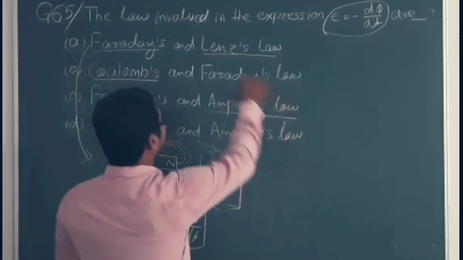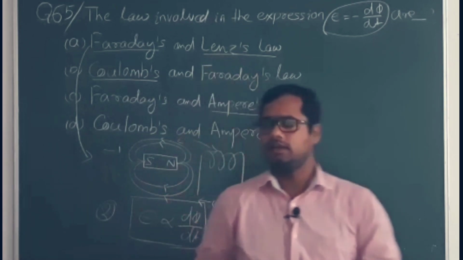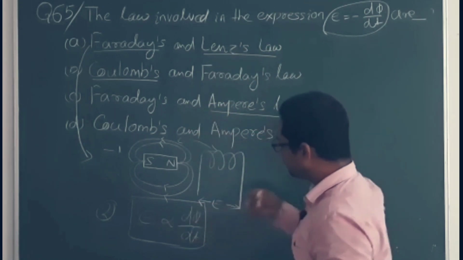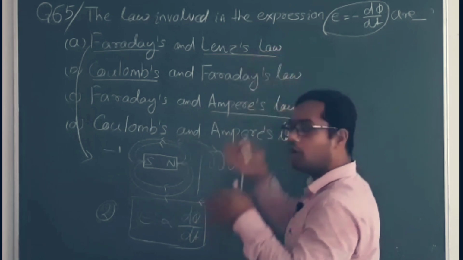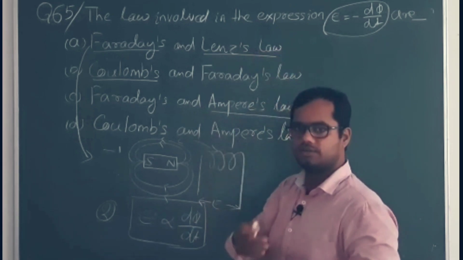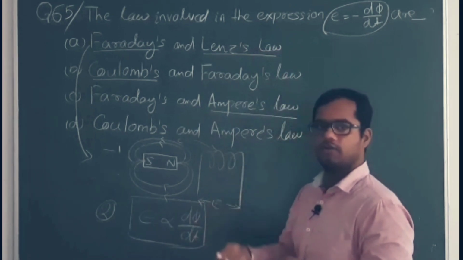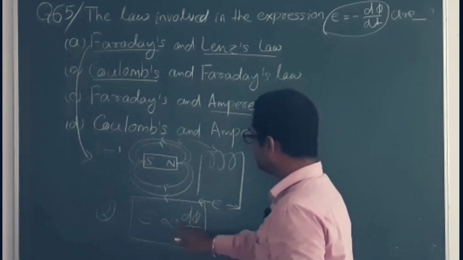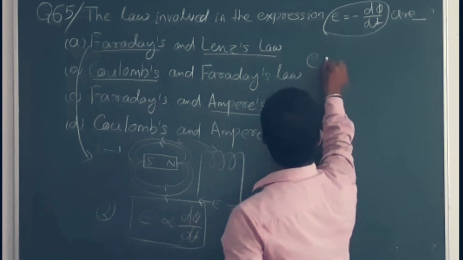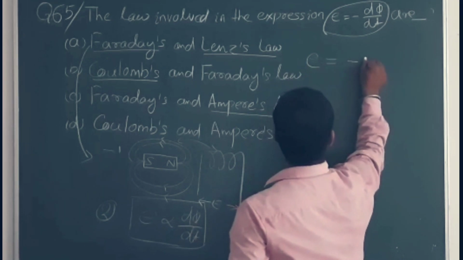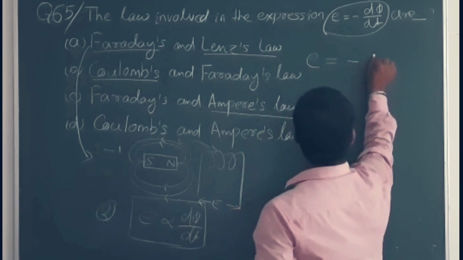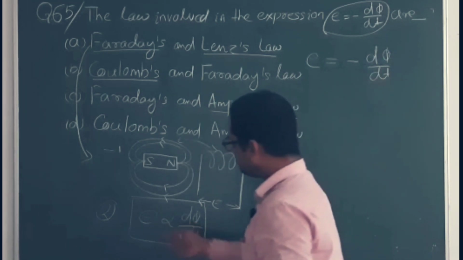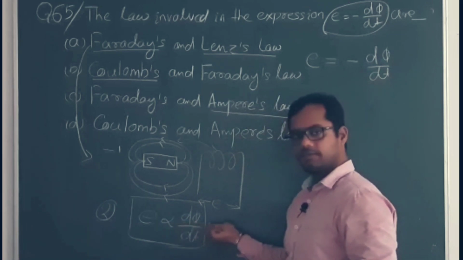Okay, then comes Lenz's law. What does Lenz's law say? According to Lenz's law, whatever EMF is produced, it will oppose its cause. Meaning it will oppose the very thing due to which the EMF is produced. So due to that, we can say E is equal to minus d phi by dt.